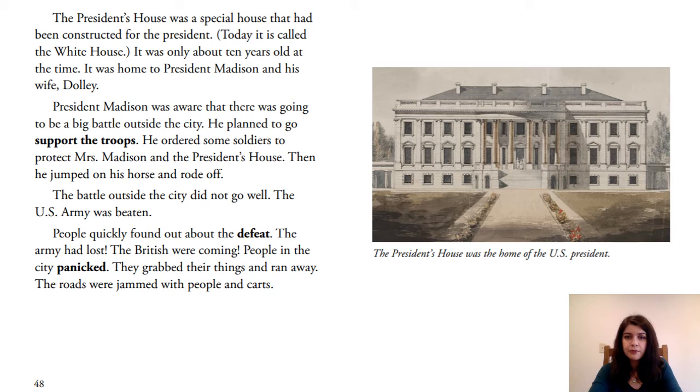Let's read the first two paragraphs to see what President Madison planned to do. So we know that the British soldiers are marching into Washington, D.C. Listen to hear what President Madison plans to do about it.